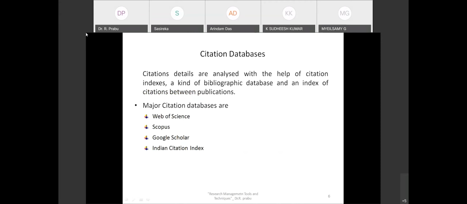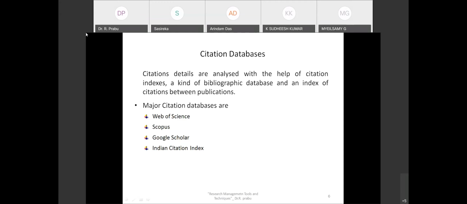When you discuss citation and where we can find it, we have a lot of citation databases. When you look at the databases, we have different kinds: full text databases, abstracting and indexing databases, and we call them citation databases also. Citation details are analyzed with the help of citation indexes, a kind of bibliographic database, an index of citations between publications. These are the major citation databases available in the market.